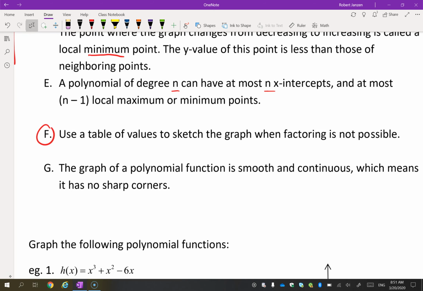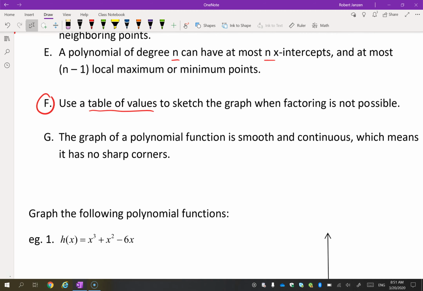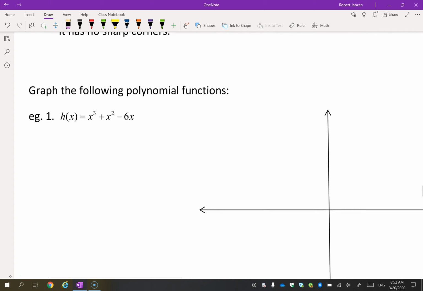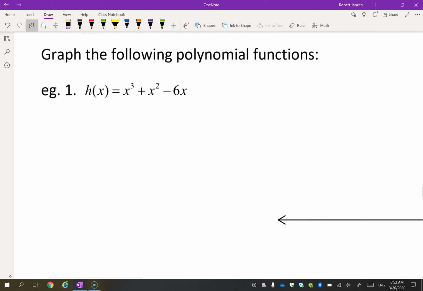Here it mentions a little bit about table of values. I don't think you're going to need that very often. This is sort of an emergency measure. If you don't know what the graph looks like and you're a little bit confused, then use a table of values to sketch the graph. Sometimes that's just helpful to give us some points to help us finish off a graph. Okay, the graph should be smooth and continuous, no sharp corners. Remember with parabola, I said no V's, it should always be U's. All right, so let's graph this one.